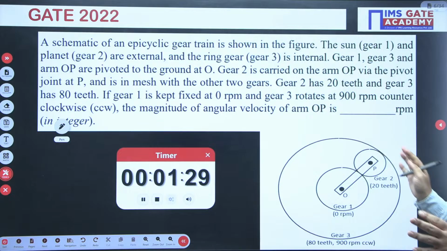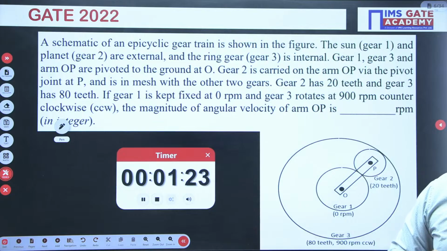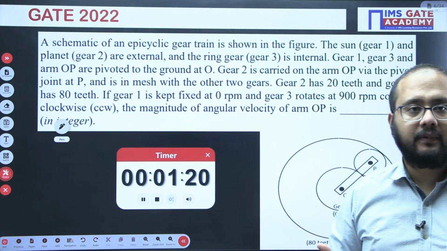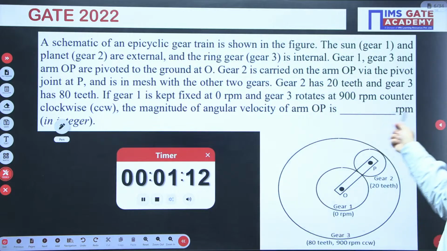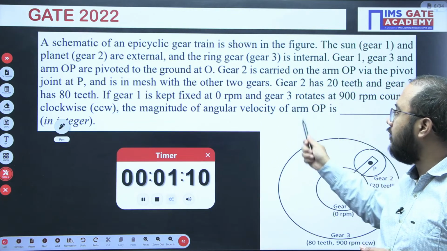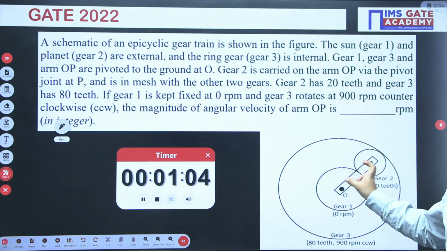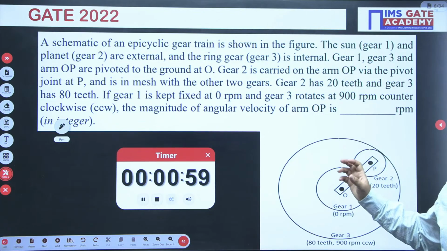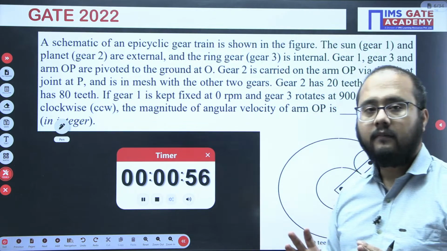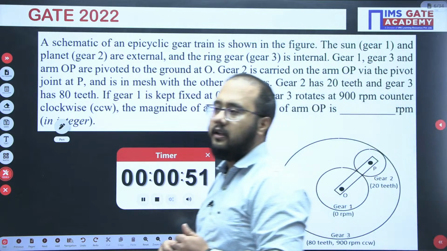If you read the question, they have clearly mentioned that gear 1 is kept fixed. So the speed of rotation of gear 1 will be 0. Apart from that, they have mentioned gear 3 rotates at 900 RPM counterclockwise. That is the information given. And they are asking for the magnitude of angular velocity of arm OP. Gear 1 is fixed, gear 3 angular velocity is given, gear 2 they didn't give any information, and they are asking for the arm angular velocity. So the last 50 seconds are available here.